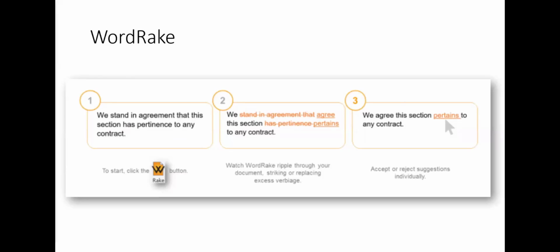And then WordRake is another tool that I really like. It basically is patterned off of Gary Kinder, who's the writing expert. His best suggestions for cleaning up text, the easiest way to explain this is to show you this example. So here's the first sentence. We stand in agreement this section has pertinence to any contract. When you run WordRake through it, it's much more than a grammar editor. It actually corrects your language. So it says, we agree that this section pertains to any contract. All of a sudden you have a clean, short sentence.